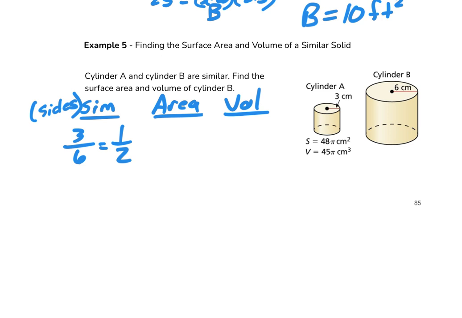Okay? When I compare the areas, we have to take that ratio and square it.